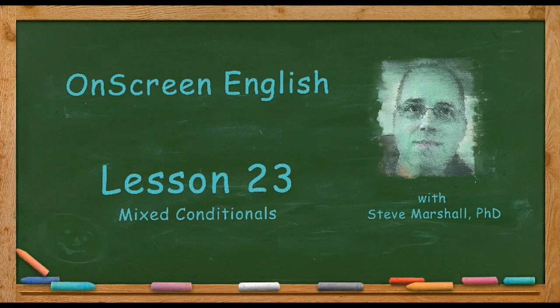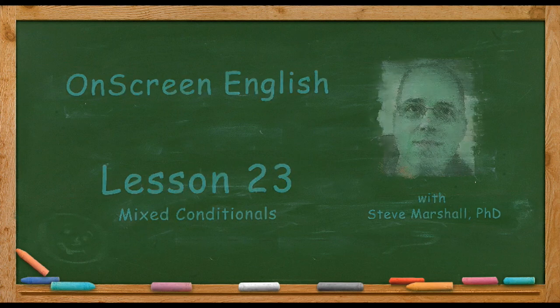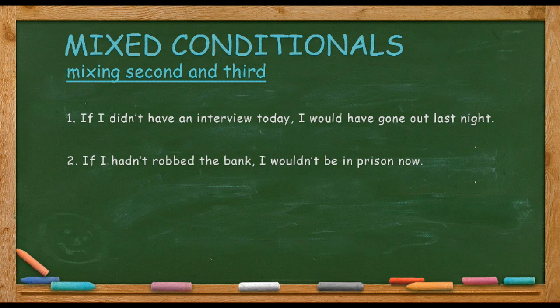Lesson 23 is on mixed conditionals. The most common way to mix conditionals is to mix second and third conditionals. Number 1, if I didn't have an interview today, I would have gone out last night. 2, if I hadn't robbed the bank, I wouldn't be in prison now.